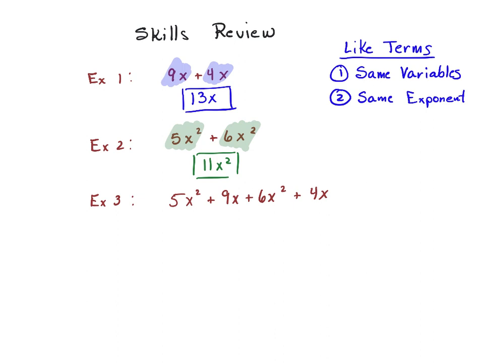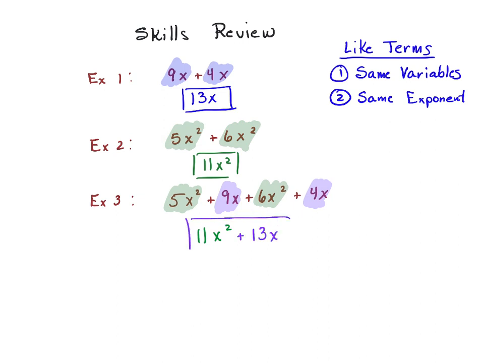In this last example in this series, example 3, we've got 4 terms. It looks very, very confusing, but if you break it up, you'll notice this is an x squared term, and so is this. So those two can be added together. The 9x and the 4x, those are both x terms, so those can be added together. So when we add those like terms, the green ones, 5x squareds plus 6x squareds, it's 11x squareds. And the purplish ones, 9x plus 4x, gives me a total of 13 x's.